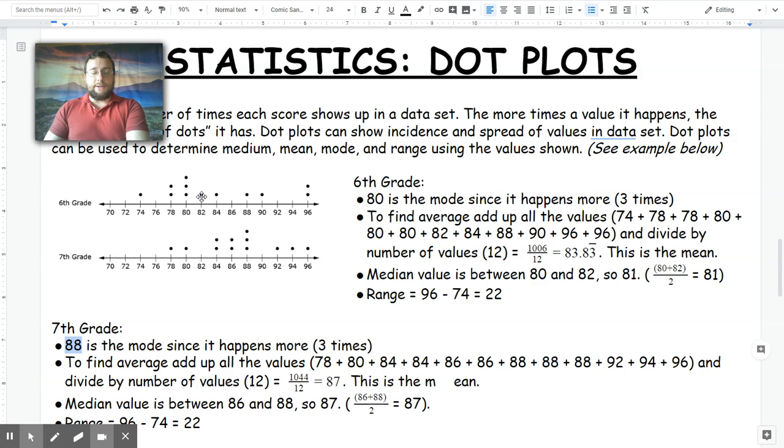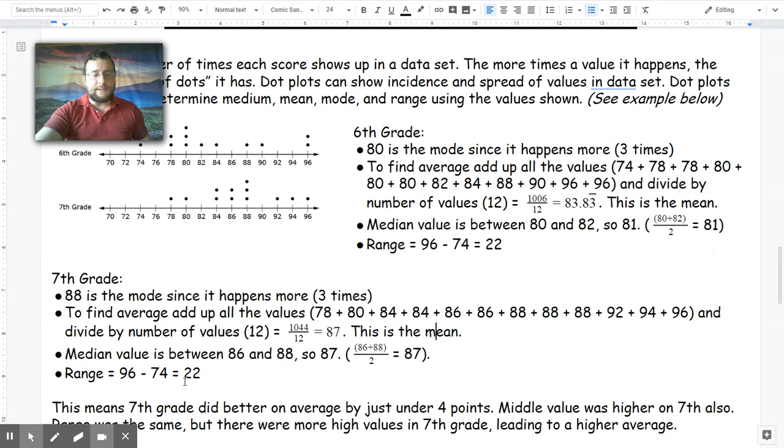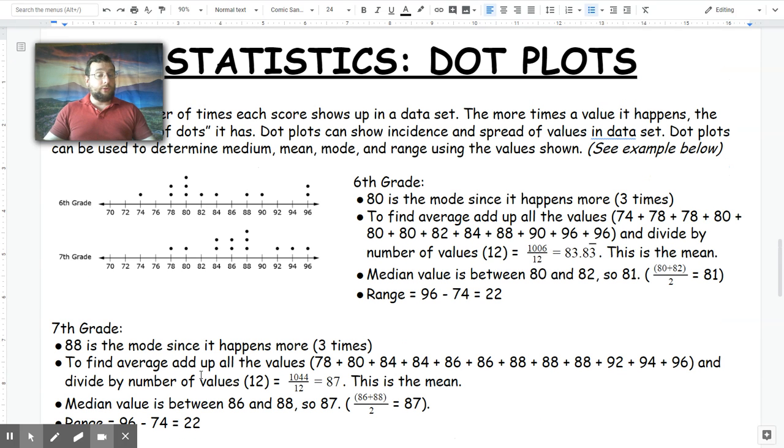Now, if you look at the range of values, in the sixth grade it was 22. So the lowest grade was a 74 and the highest grade a 96. So there's a really big range in values. But the same range happens in the seventh grade. So that indicates that the values are not necessarily more spread out in the seventh grade than they are in the sixth grade. But even though the spread is the same, the whole thing is shifted in seventh grade to higher values, since the mode, the median, and the mean are all higher than the sixth grade values.